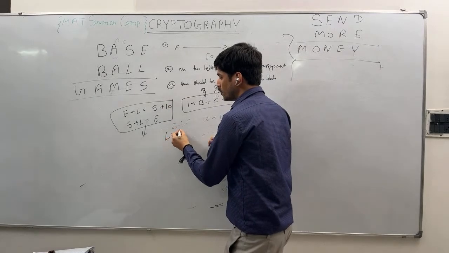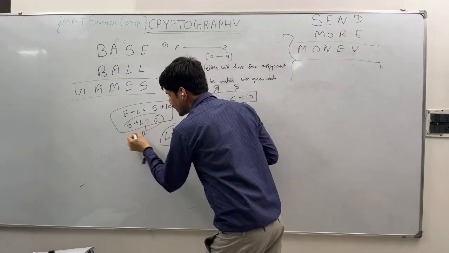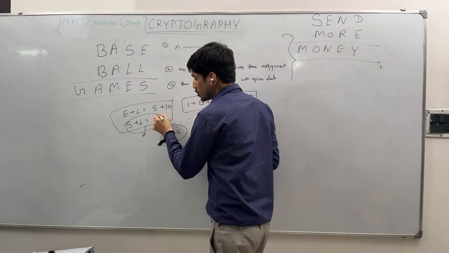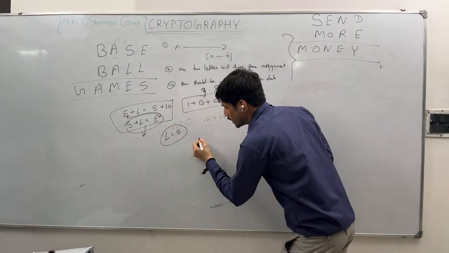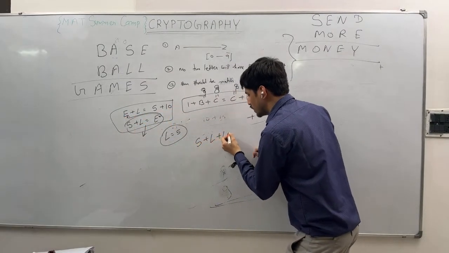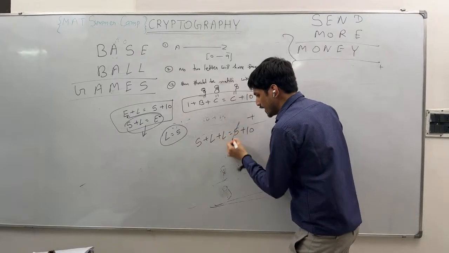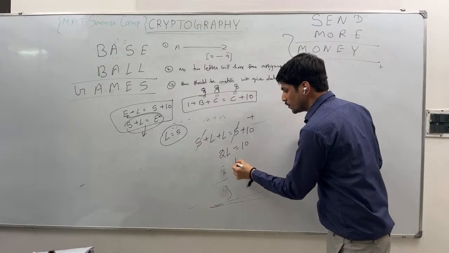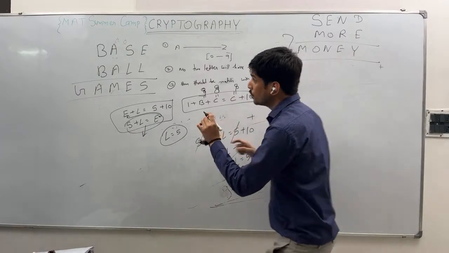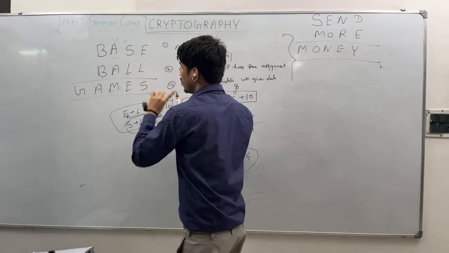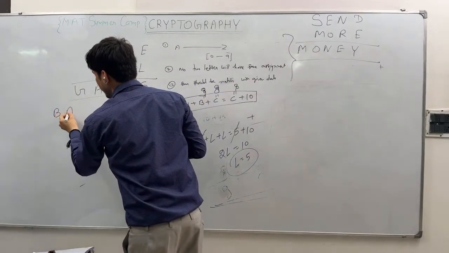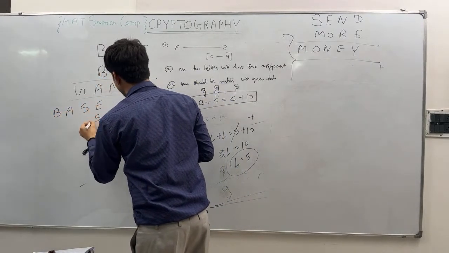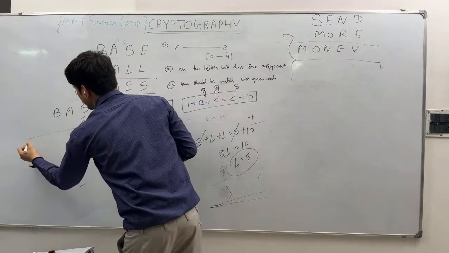5. L equal to 5. Why? Because you see S plus L equal to E. So you substitute the value of E here. So what happens? S plus L equal to S plus 10. So S will get cancelled. So 2L equal to 10. So what is the value of L? 5. So from here you got L equal to 5. So you write BASE, BALL. Here you will get 5, here 5. And already you know the value of G.